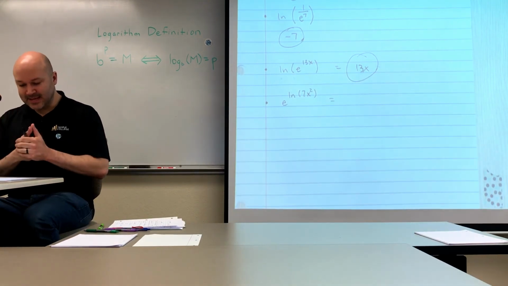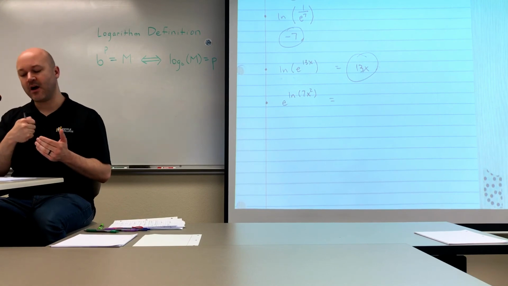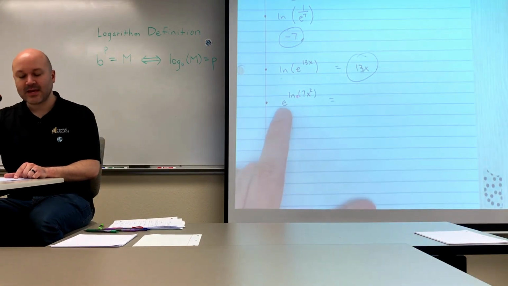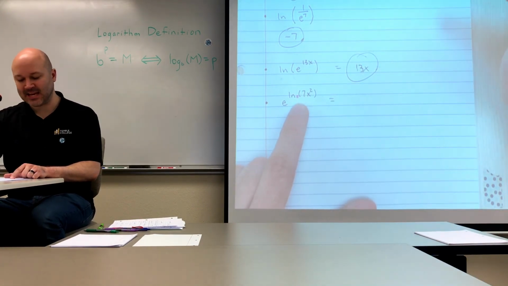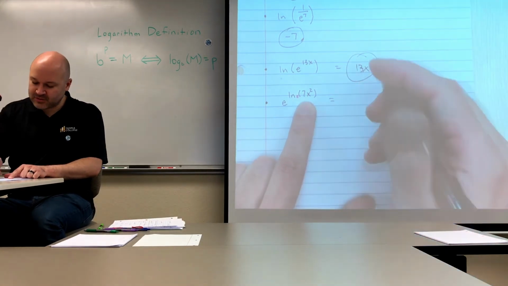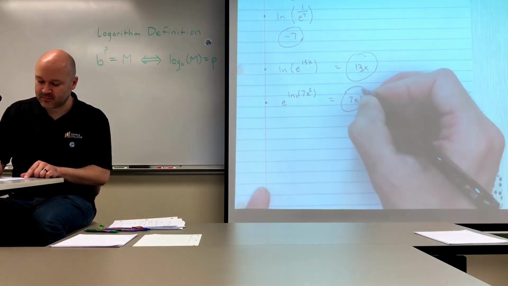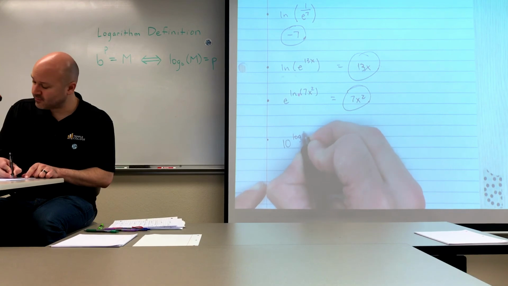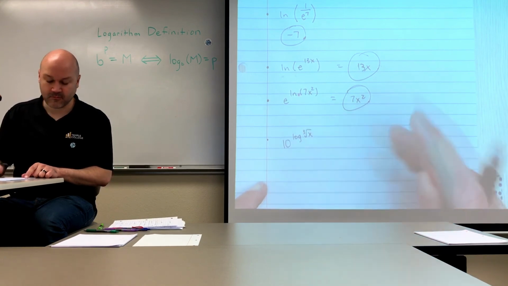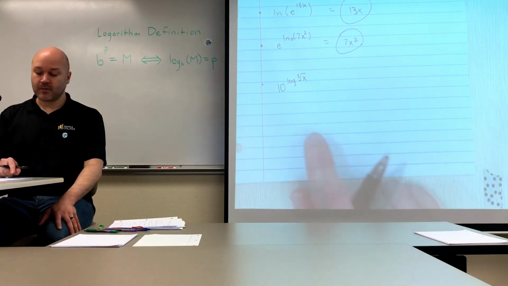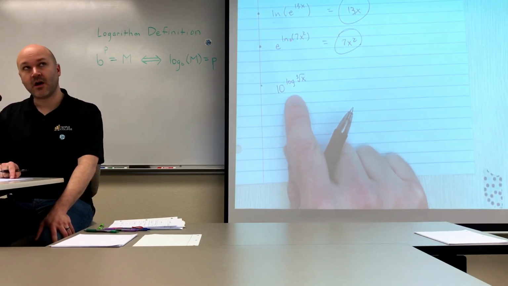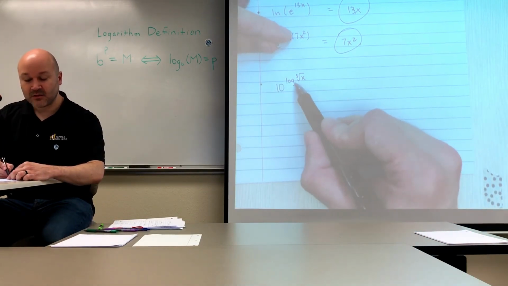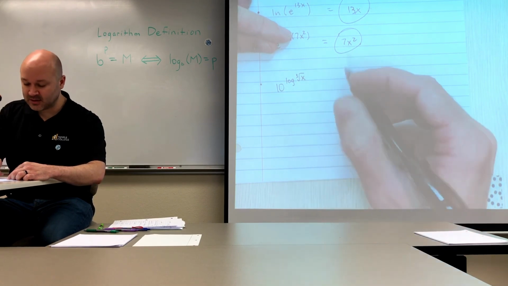Next example, e to the natural log of 7x squared. Again, my bases are matching. e is being raised to a natural log base e. I can use the definition, but I know this is just going to simply, in the end, be 7x squared. Circle it, let's move on. 10 raised to log of the cubed root of x. Again, my bases are matching. Log has an understood base of 10. In the end, I'm just going to get the cubed root of x.